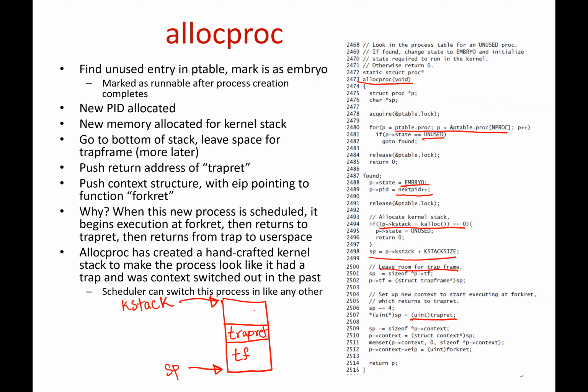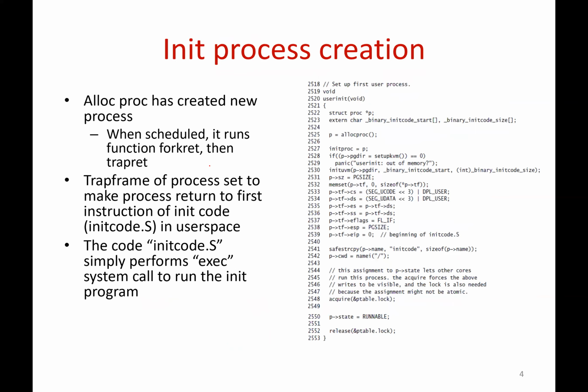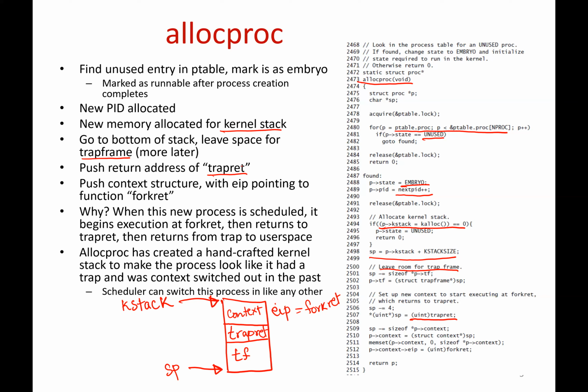Then on top of this, you once again move your stack pointer up and you push a context structure. In this context structure, the EIP is set to the function forkret. So you have allocated a new kernel stack, you leave space for a trap frame on the kernel stack, and on top of it you put the address of trapret. And on top of that, you push a context structure where the EIP is pointing to forkret. Now, why did we do all of this?